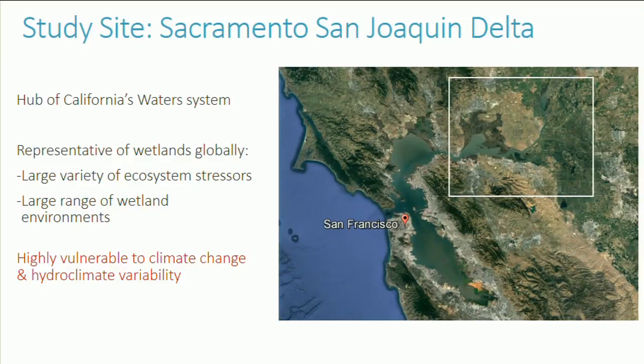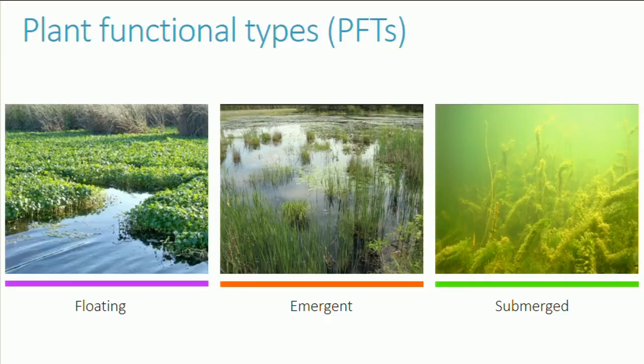And once you establish methods for this wetland, because it is so diverse, it'll help you understand how to then transfer that to many different types of wetland ecosystems. Within this area, there are three main plant functional types: floating, emergent, and submerged aquatic vegetation, and I'm mainly going to be focusing on the floating and emergent vegetation for developing wetland phenology indicators.